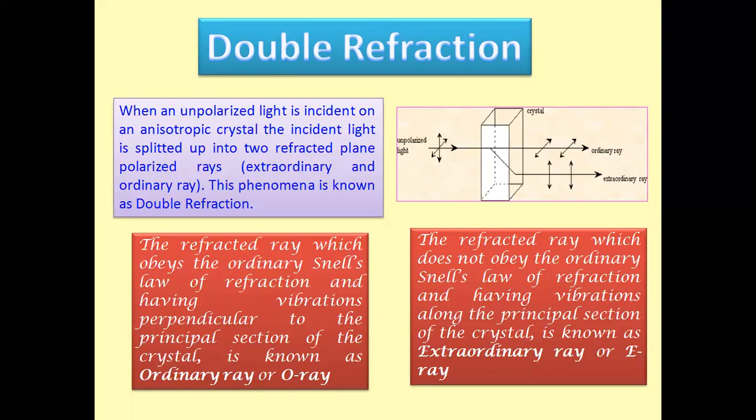So, what do we mean by E ray and O ray? The refracted ray which obeys the ordinary Snell's law of refraction and has vibrations perpendicular to the principal section of the crystal is known as the ordinary ray, or O ray, whereas the refracted ray which does not obey the ordinary Snell's law of refraction and has vibrations along the principal section of the crystal is known as the extraordinary ray, or E ray.